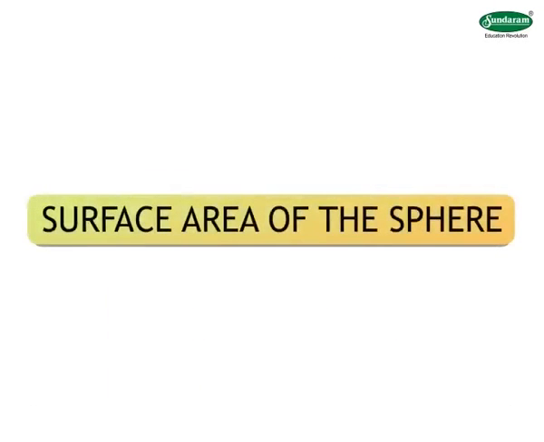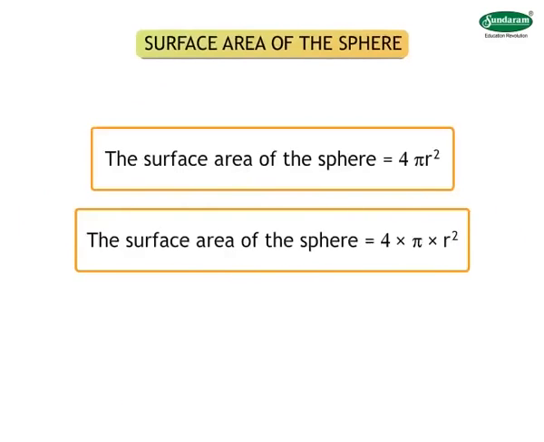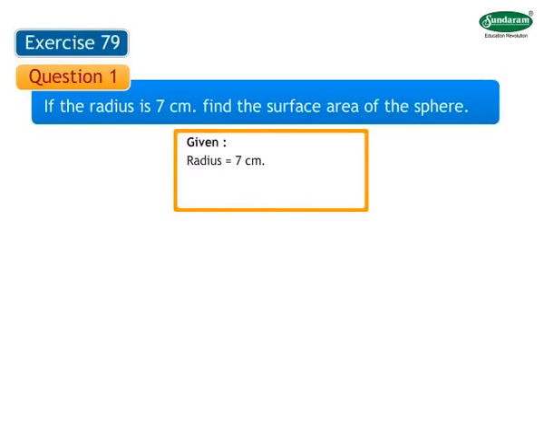Now we shall learn to find the surface area of the sphere. The formula to find area of the sphere is very simple. The surface area of the sphere is equal to 4 pi r square. It means the surface area of the sphere is equal to 4 into pi into r square. Let us solve question 1 from exercise 79. If the radius is 7 centimeter, find the surface area of the sphere. r is equal to 7 centimeter.